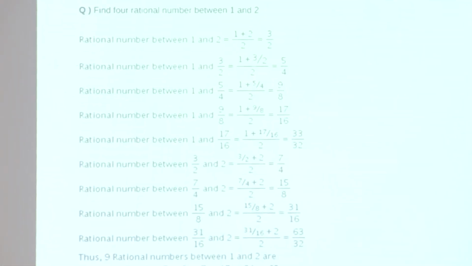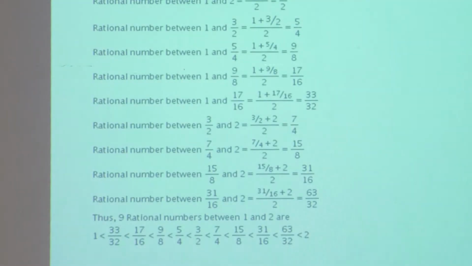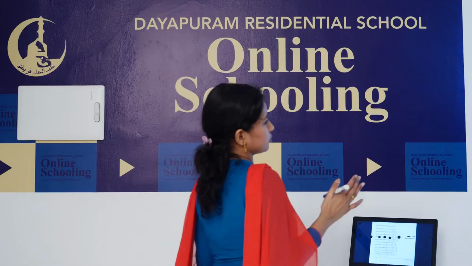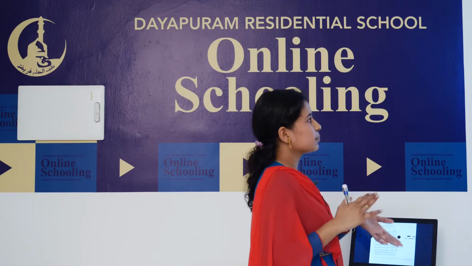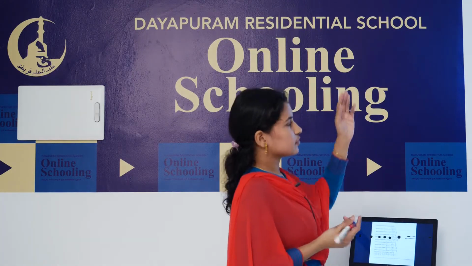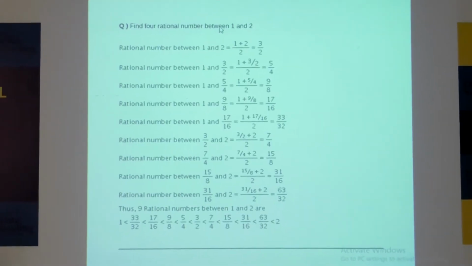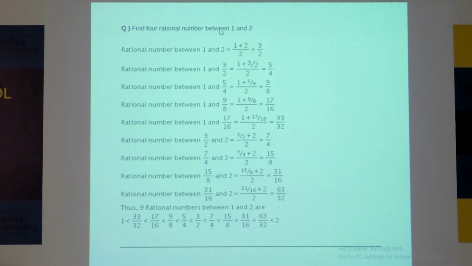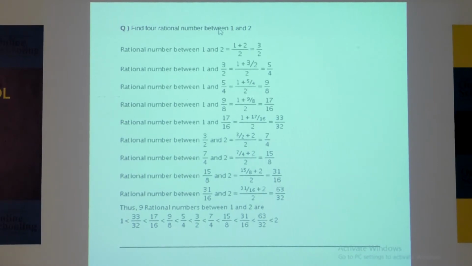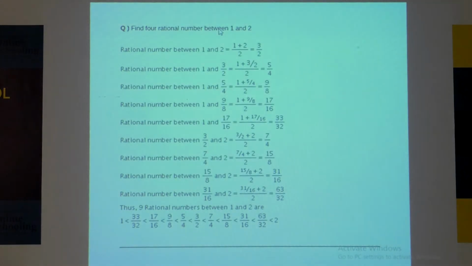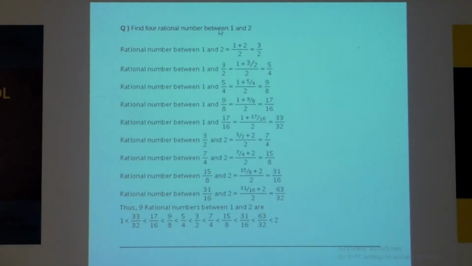So the calculations for finding the rational numbers between 1 and 2: we take A is equal to 1 and B is equal to 2. Find the mean of the first two numbers, 1 and 2, which is 3 by 2. Next we find the mean of another set of two numbers, 1 and 3 by 2, where 3 by 2 is the first rational number we found above. The next is the rational number between 1 and 5 by 4, etc.